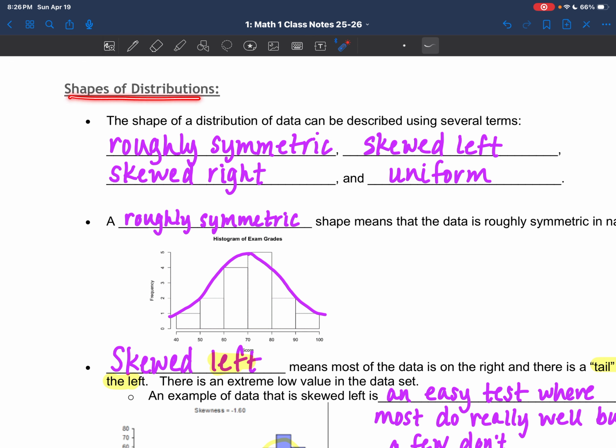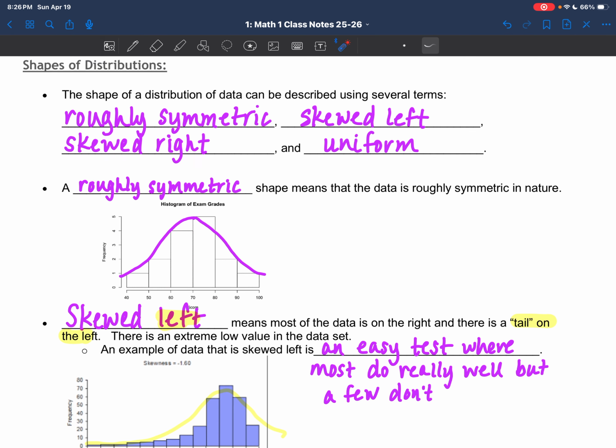All right, now we have shapes of distributions. So the shape of a distribution of data can be described using several terms. We can say it's roughly symmetric, we can say it's skewed left, skewed right, and uniform. So all of these are ways to describe how data is distributed. So let's look here at some examples. If it's roughly symmetric, that means the data is pretty even on both sides of your bell curve, or of your curve. So here it's pretty close to being about the same on this side as it is on that side.